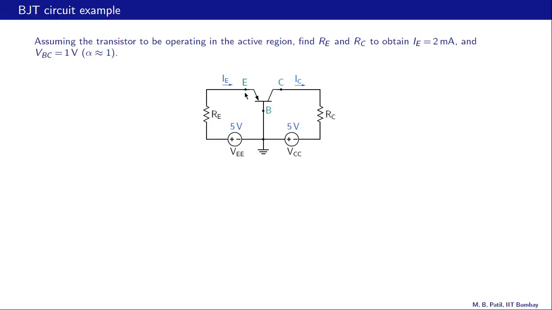So we have P and P here, so this is an N region, that is a P region. VBC is 1 volt, so VB is higher than VC by 1 volt, so that means the N-type region is higher than the P-type region by 1 volt, and that means reverse bias. So this junction is indeed under reverse bias, and now let us calculate RE and RC.